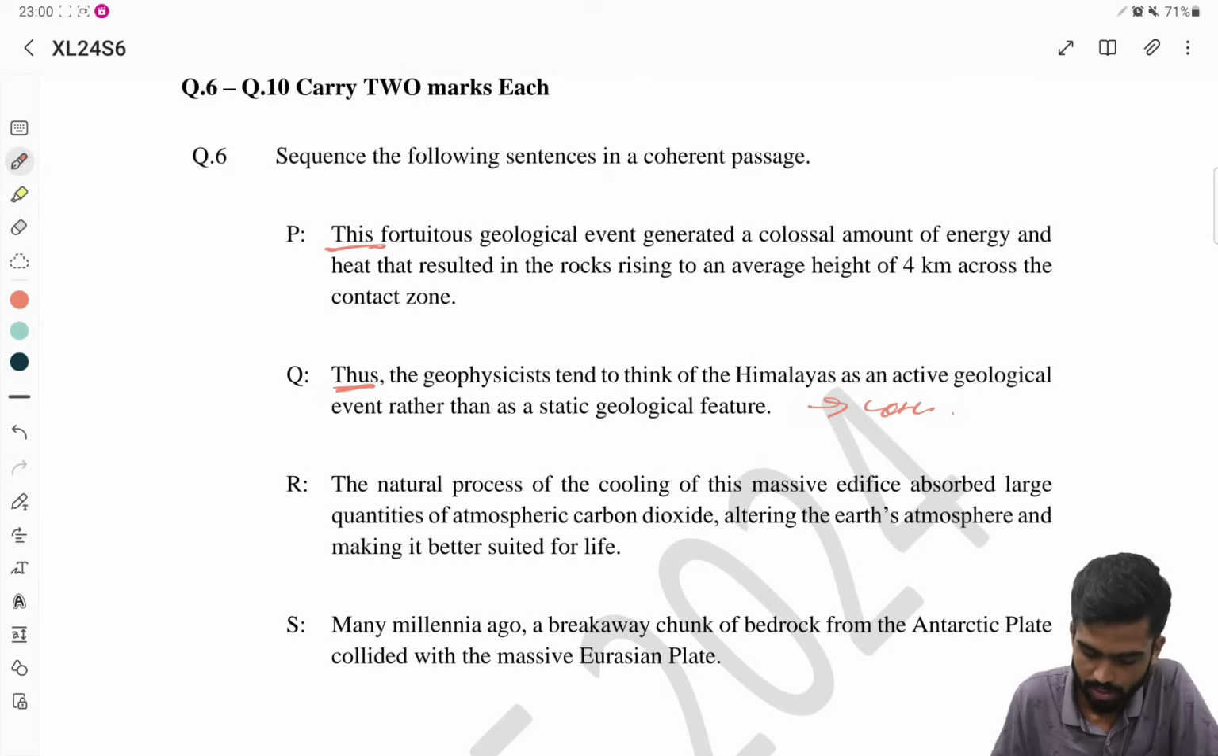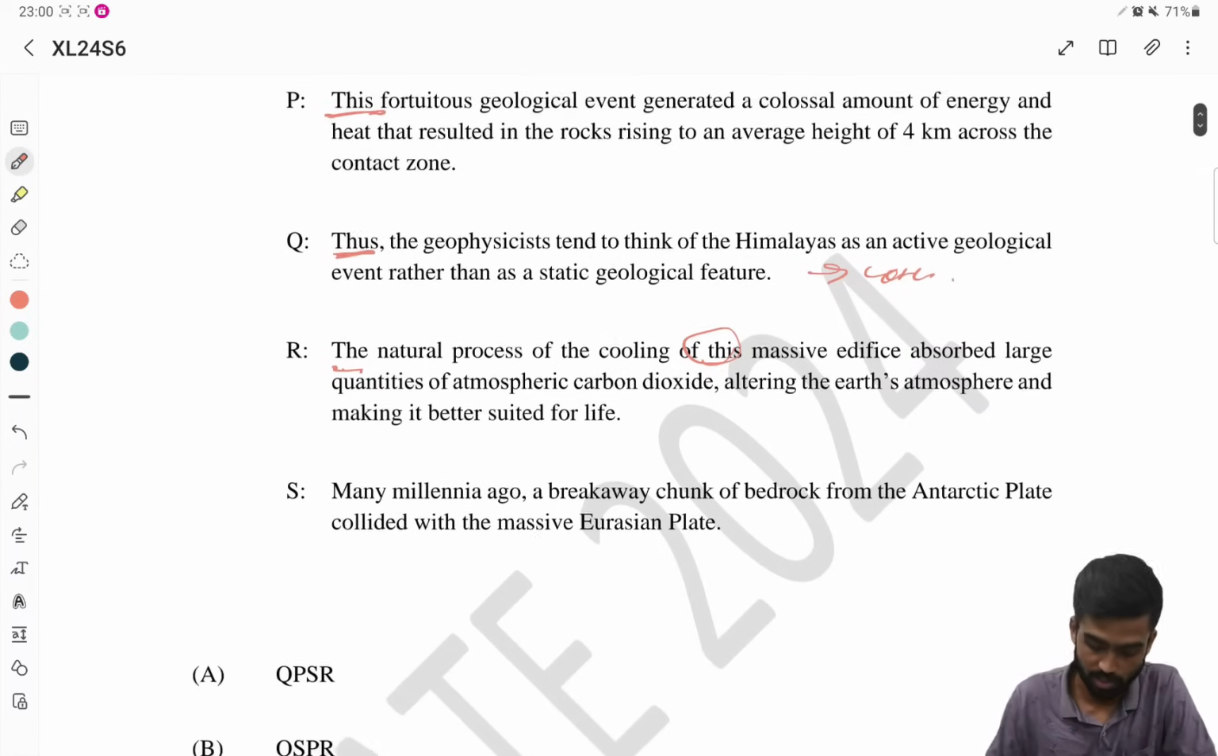The geophysicists tend to think of the Himalayas as an active geological event rather than a static geological feature. Okay, the natural processes, this might be the beginning of the sentence or in the center of the paragraph. The natural processes of the cooling of this massive edifice absorbed large quantities of atmospheric carbon dioxide, altering the Earth's atmosphere. So this is not the very first sentence. Still we are in search of the very first sentence.